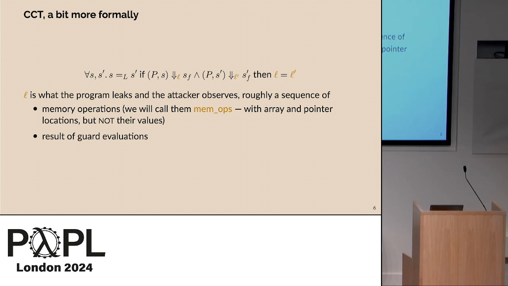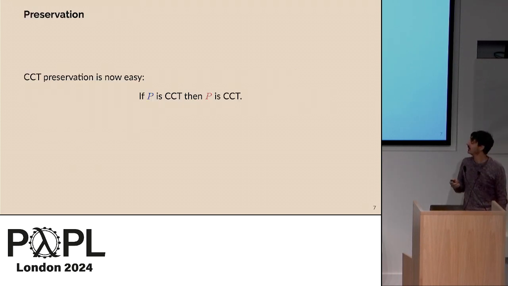And the results of guard and condition evaluations, for instance, on if-then-else's and whiles. So that's more or less the setting. And now we can talk about preservation. You all know about preservation. So the preservation of this property, which is cryptographic constant time, is just: if P is cryptographic constant time, then its compiled counterpart, which I will never write as the compiler, I just write the pink program, is CCT.